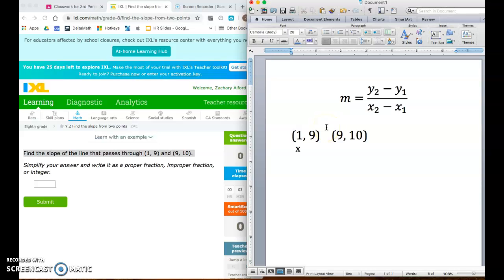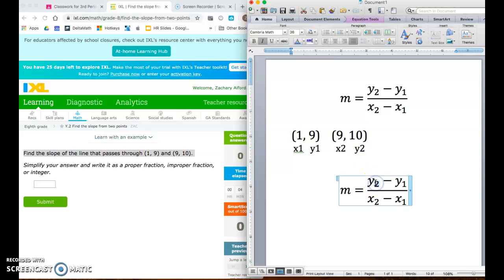So 1 is our first x value right here, so we label that as x1. 9 is our first y value, so we label that as y1. And this 9 right here is our second x value, so we call that x2. 10 here is our second y value, so we call that y2. Cool. So we take these and we put them into our formula.